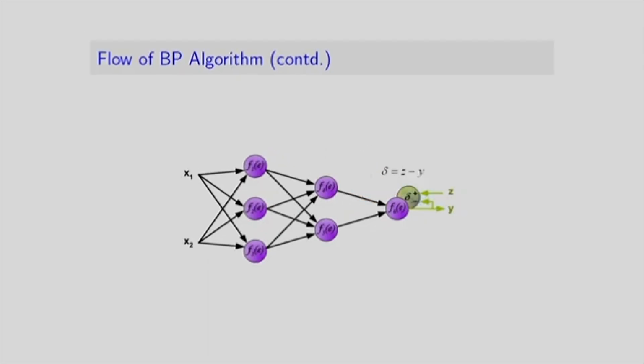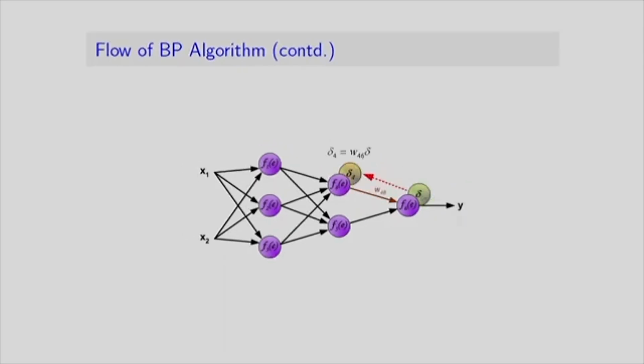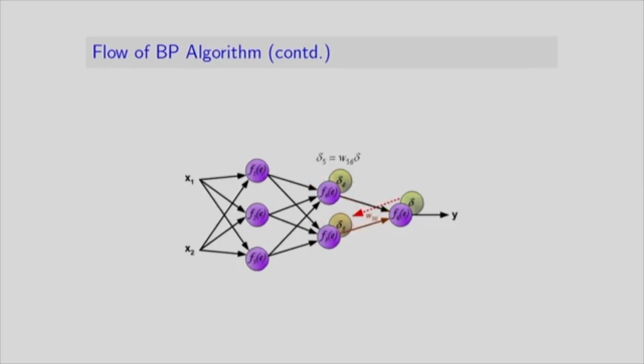You can see in the previous slide we are determining delta. So this error is backpropagated. Delta 4 we determine, that is nothing but w46 into delta. So corresponding to this hidden node we can determine delta 4, and corresponding to this hidden node we can determine delta 5. So delta 5 is nothing but w56 into delta. So you can see I am backpropagating the error.